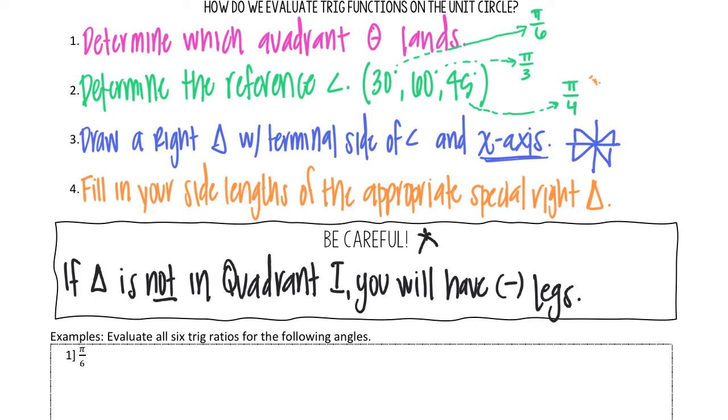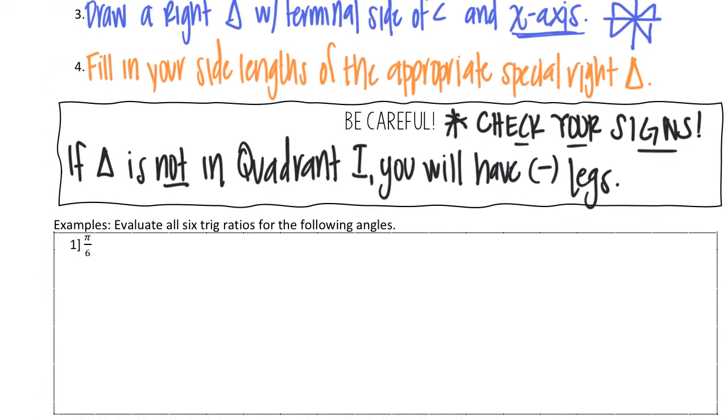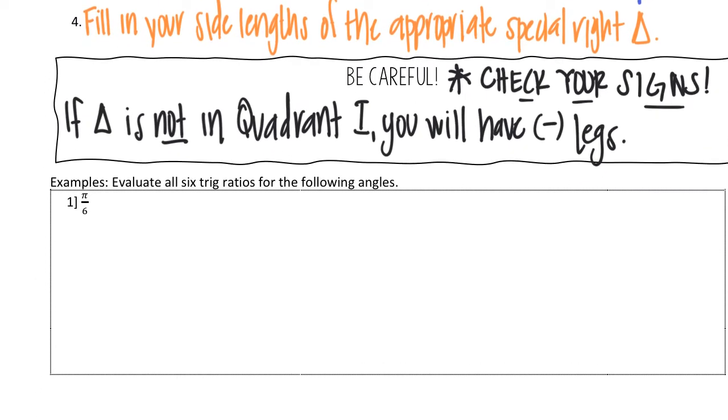So my main thing here that I want you to get in your head is to check your signs. Before you start finding the sine, cosine, and tangent, make sure you check your signs. So we're going to go through about 4 examples here. Make sure that you get nice and comfortable with how you evaluate all 6 trig functions of a special right triangle, of angles on your unit circle.